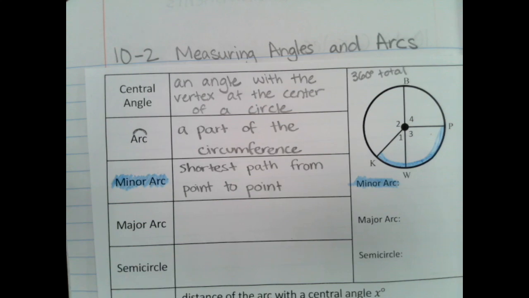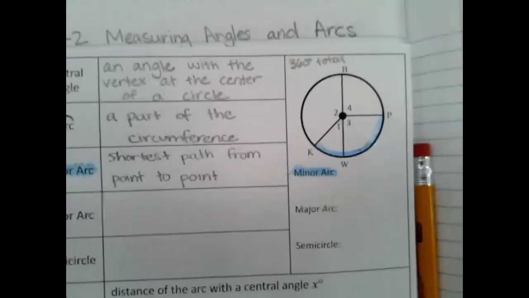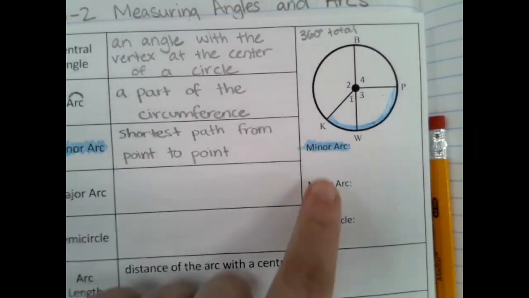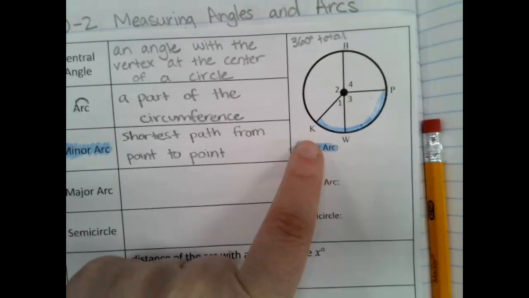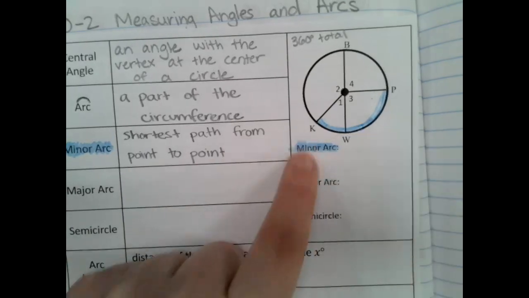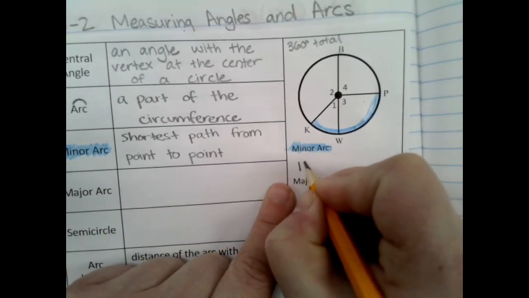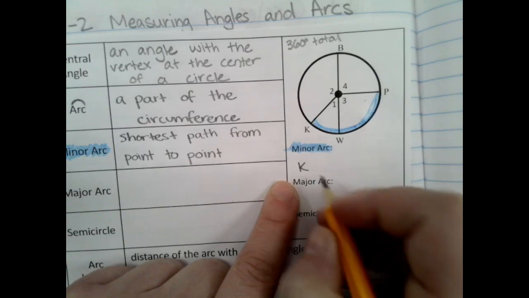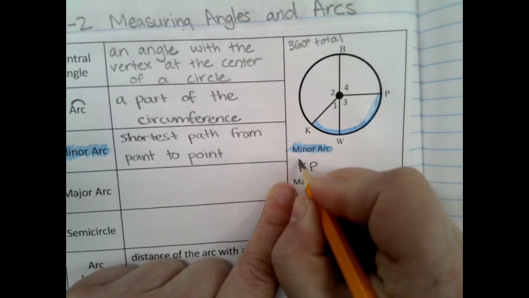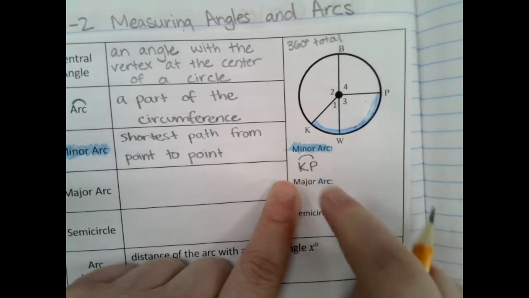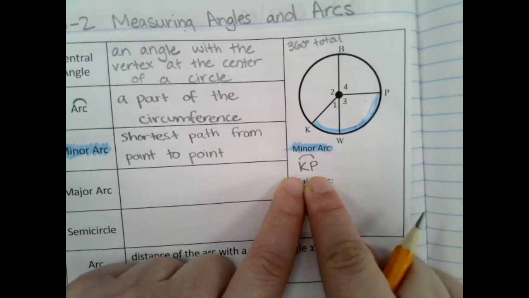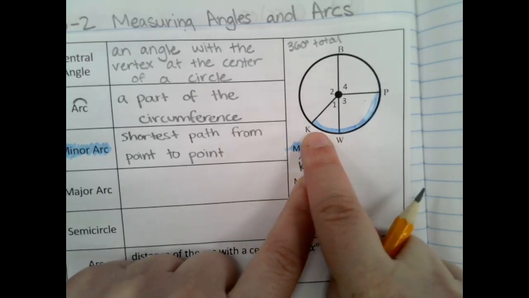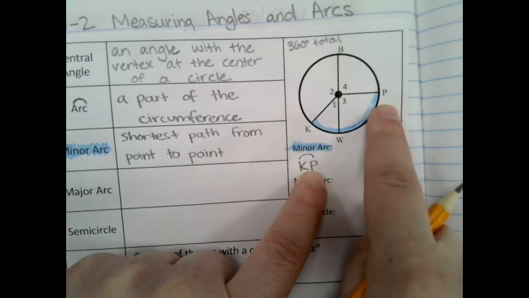We can use up to 3 letters. We don't ever use more than 3. But we can also just do it with 2 letters. So here I can just name the beginning and the end. The beginning is K, and the end is P. And then I put the little arc above it. If I only use 2 letters, that's telling me go as quick as you can. Start at K and go as quick as you can to P. It tells me go the short way.